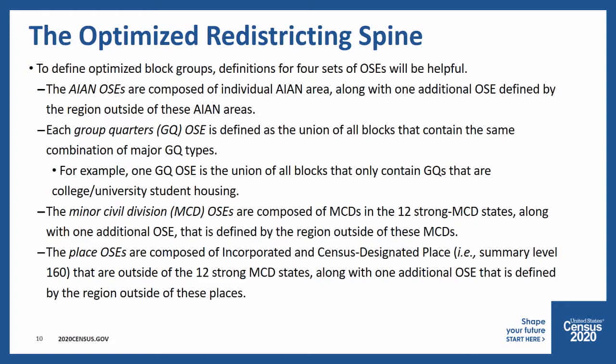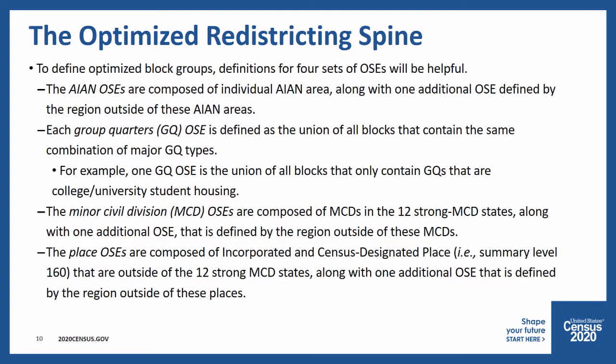Second, each group quarters or GQ OSE is defined by the union of all blocks that contain the same combination of major GQ types. As an example of this, one group quarters OSE is the union of all blocks that only contain group quarters that are college and university student housing.